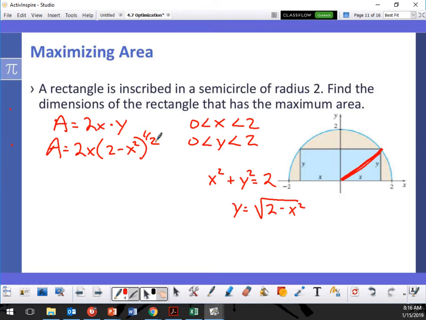All right, what rule? Because we're trying to maximize area, right? Yes, I'm trying to maximize the area. So if I'm maximizing the area, I need to take the derivative of the area, right? And since I got rid of the y value, I have everything in terms of x. So let's go ahead.